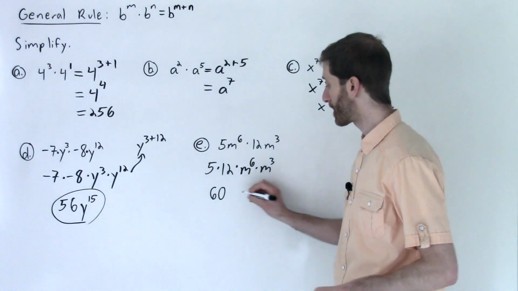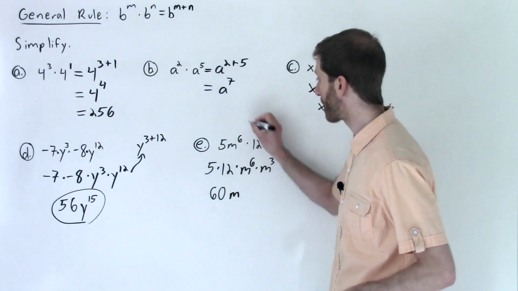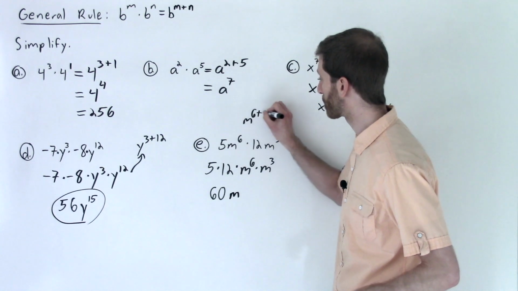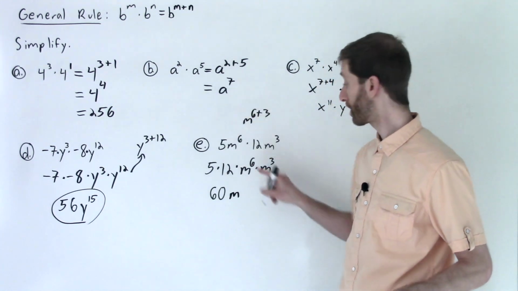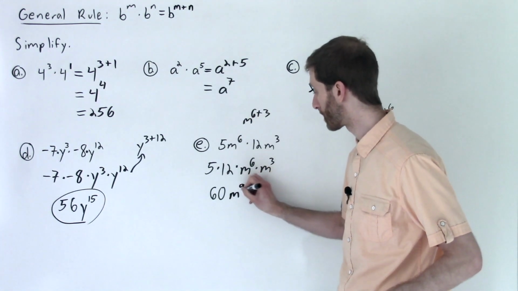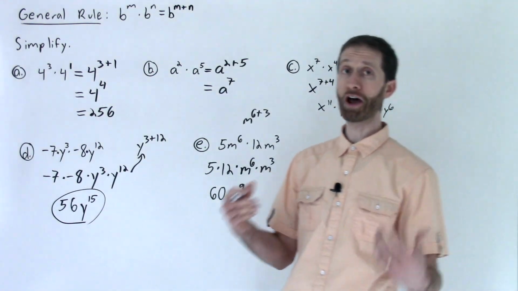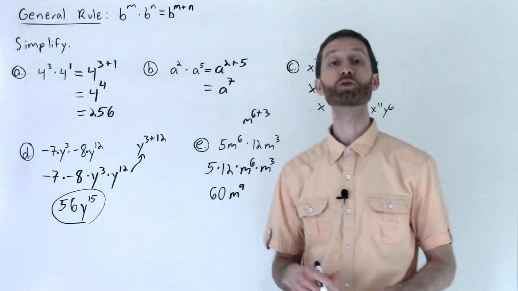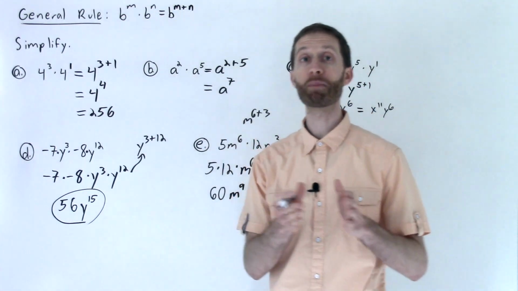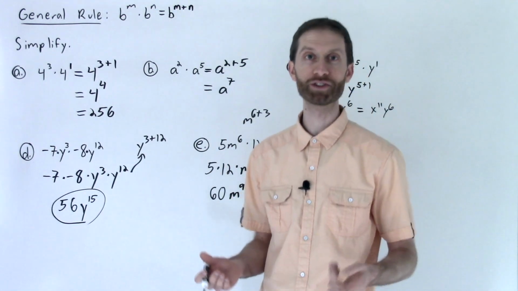M to the 6th times m to the 3rd. In my head, I'm doing m to the 6 plus 3. That's what's going on in my head for this problem, which is m to the 9th, and that is my final answer. There you have it, folks. Several examples of how to use your multiplying powers with like bases rules. It's good stuff.